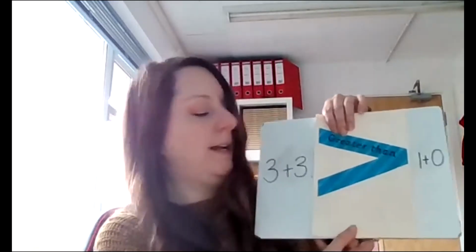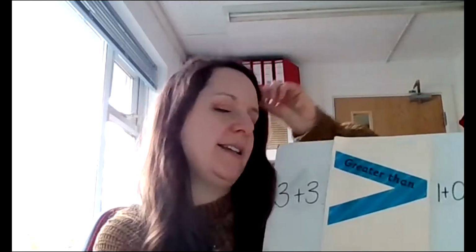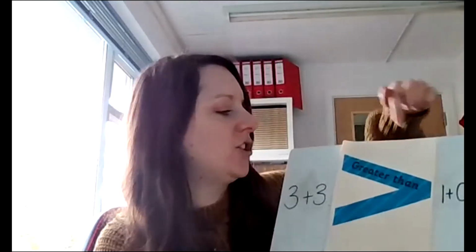This is a bit tricky, but I felt like challenging myself. 3 add 3. So what is 3 add 3? 3 add 3, double 3, 6. 6 is greater than 1 add 0. What's 1 add 0? When we add a 0 to any number, it doesn't change. So it's still 1. So this is the same as writing 6 is greater than 1, but in a fancier way.